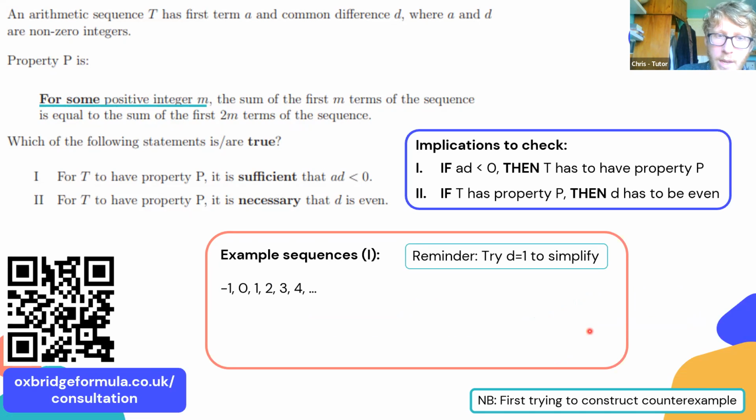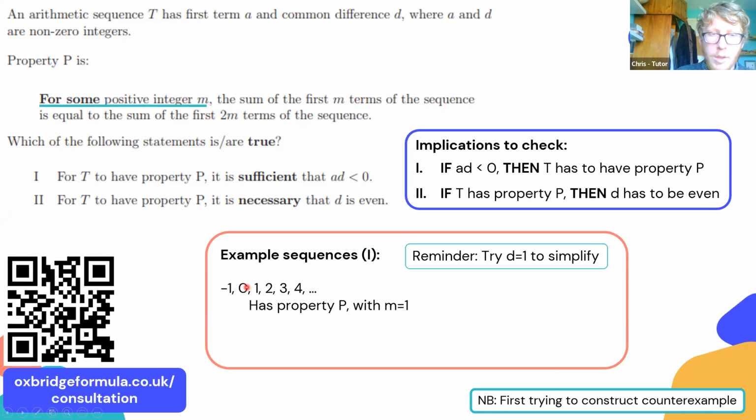Remember, a counterexample would make a d is less than 0 true, but it would make the following part, t has property p, false. So we're looking for a case where ad is negative, but the sequence doesn't have property p. So, okay, the simplest case is maybe a equals -1. That's as small as we can make the size of a and have it be negative. But that does actually have property p if you choose m equals 1, because the sum of the first 1 terms is -1, and the sum of the first 2 terms is also -1, because we have a sequence of length 1 which adds up to 0.